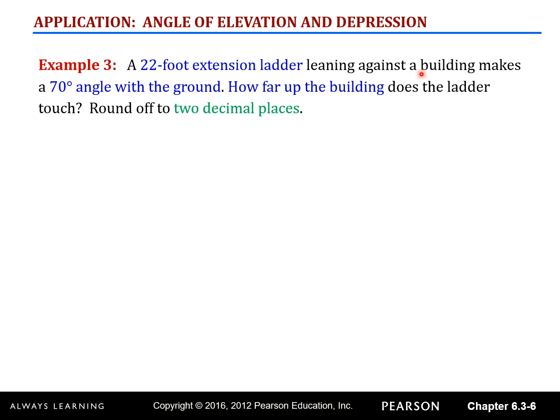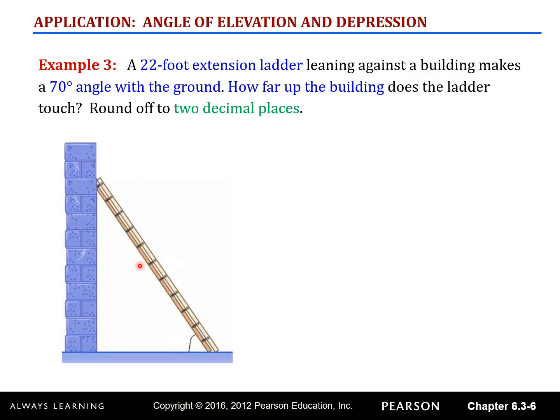So let us draw a building and an extension ladder that is leaning against this building. So this is the ladder and this is the building. And the ladder measures 22 feet. And this ladder is leaning against the building and makes a 70 degrees angle with the ground. So this measures 70 degrees. And we're looking for how far up the building the ladder touches. The ladder touches until here. So we're looking for this height, for this distance.